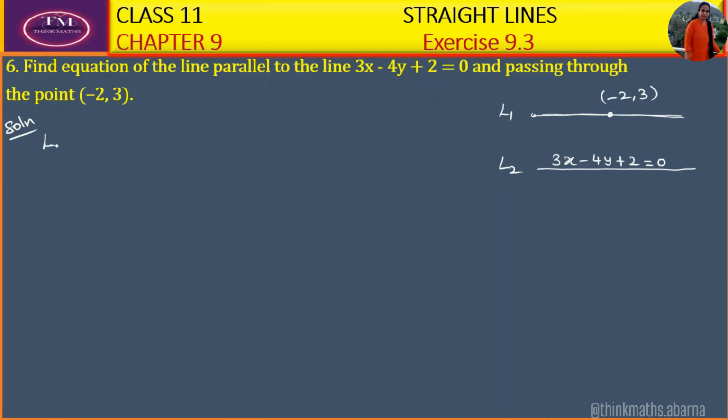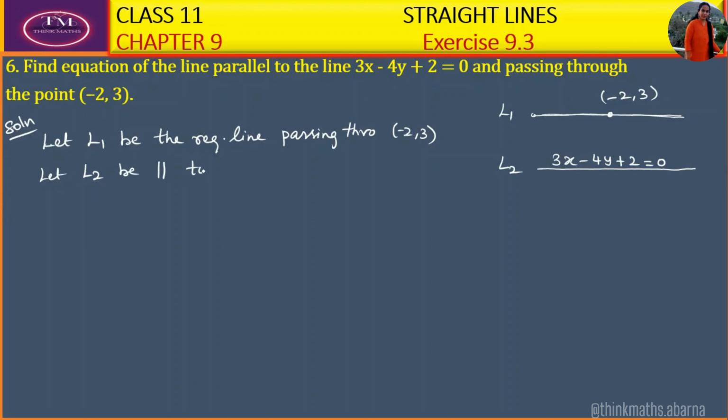So let L1 be the required line passing through minus 2 comma 3. Let L2 be parallel to L1. So the equation of L2 is given as 3x minus 4y plus 2 equal to 0. Let us change this to slope and y-intercept form.